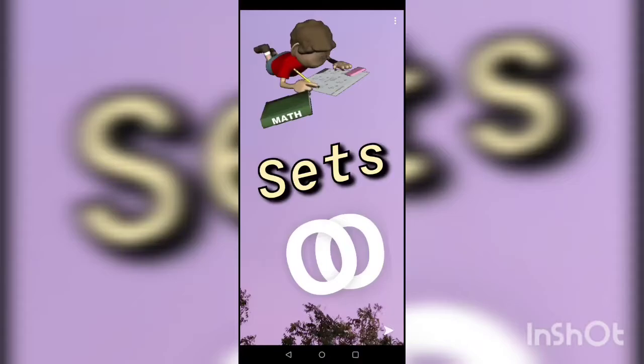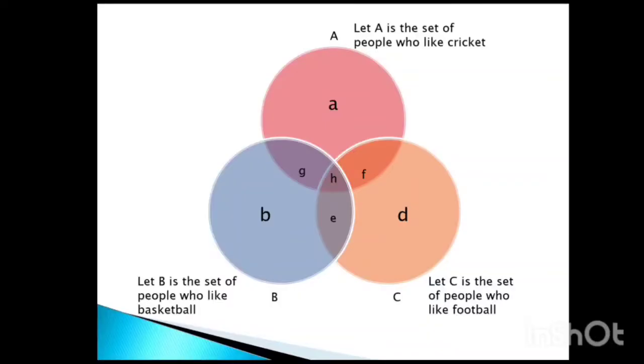Let's take one example. Let A be the set of people who like cricket, B the set of people who like basketball, and let C be the set of people who like football. Now, let's discuss each and every part of this Venn diagram.